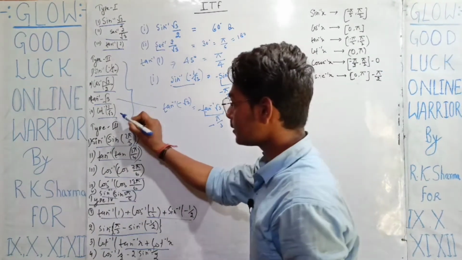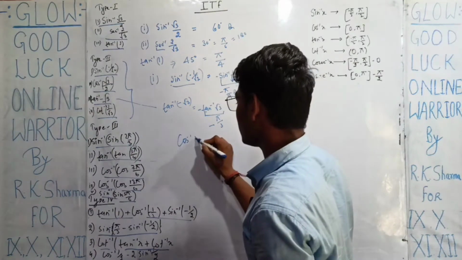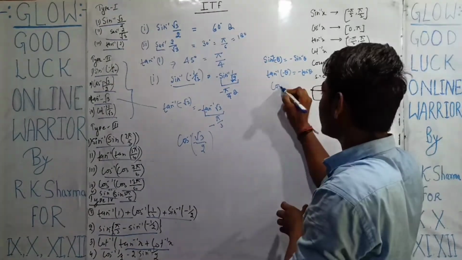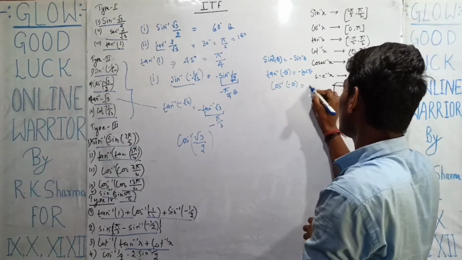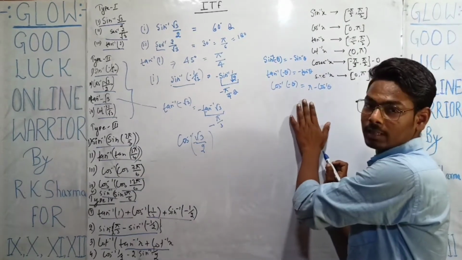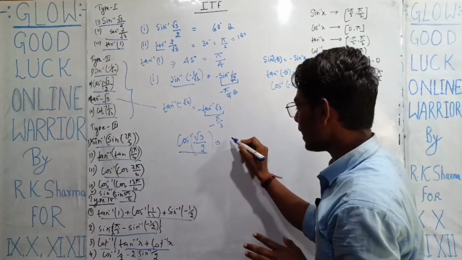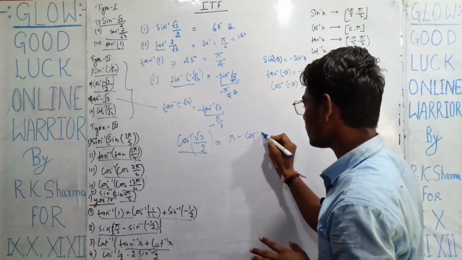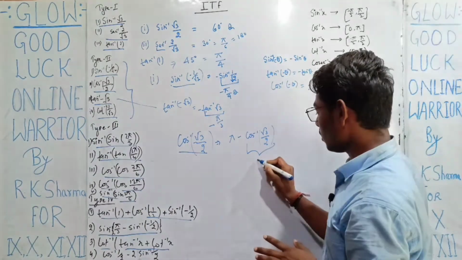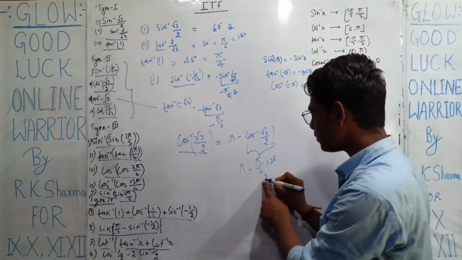Okay, now let me take cos inverse, where there is also a minus. Cos inverse of minus root 3 upon 2. We know that cos inverse of minus theta is equal to pi minus cos inverse theta. First of all, you have to know that, then you can solve the question, otherwise it can't be solved. So this will be written as pi minus cos inverse root 3 upon 2. This value we know is pi upon 6, that means 30 degrees, and pi minus pi upon 6 gives 5 pi upon 6.